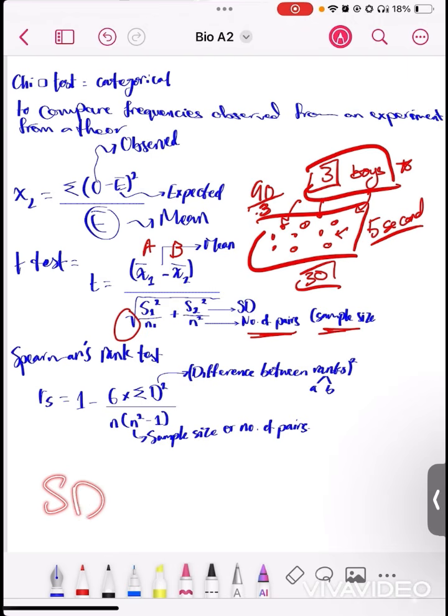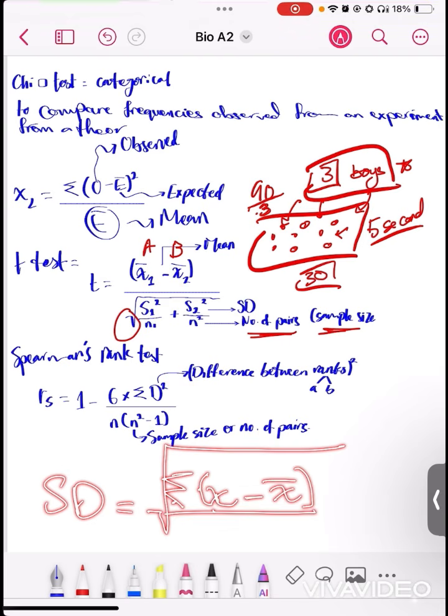And SD will be the square root of the sum of x minus the mean, squared, where x is any value in your question, over n. It's not n squared, it's n minus 1. That's it.